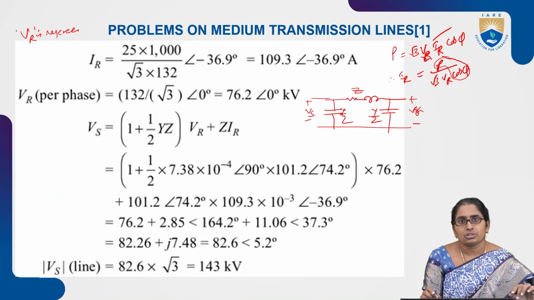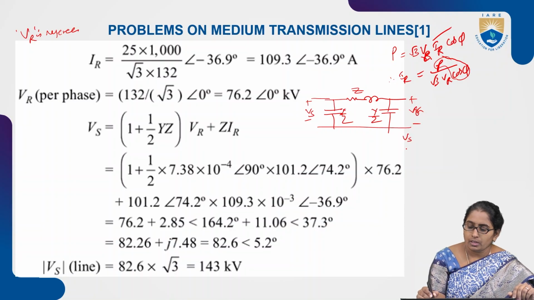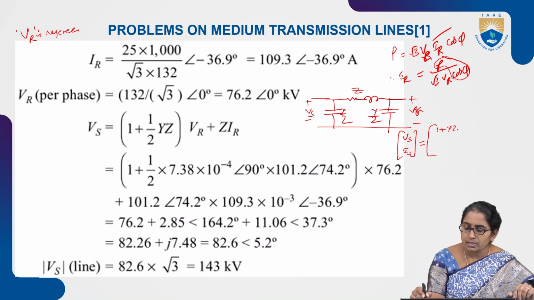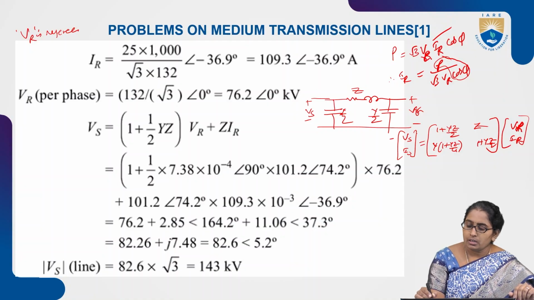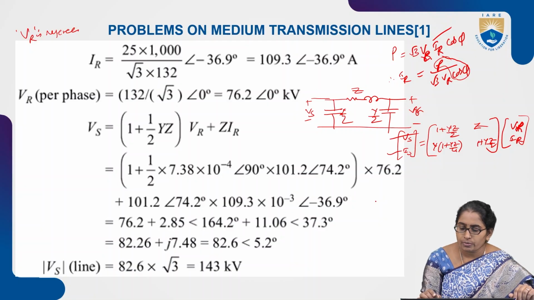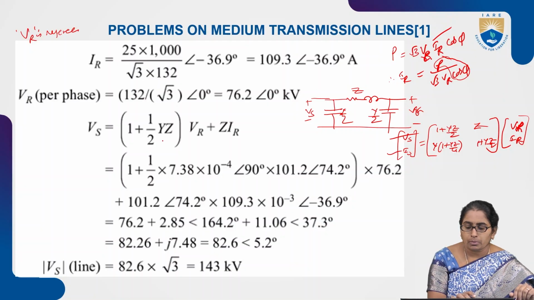We need to remember the equations of the nominal-π method, the equations for Vs and Is. So better remember them in matrix form: 1 plus YZ by 2, Z; Y times 1 plus YZ by 4, 1 plus YZ by 2; multiplied by VR and IR. This is how we can remember the equations of Vs and Is easily. So the Vs equation is 1 plus YZ by 2 into VR plus Z IR.